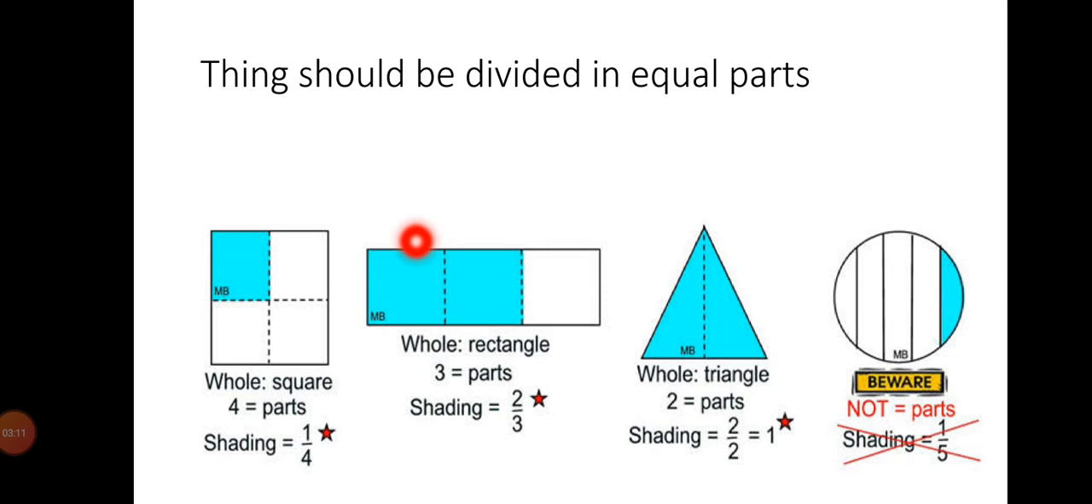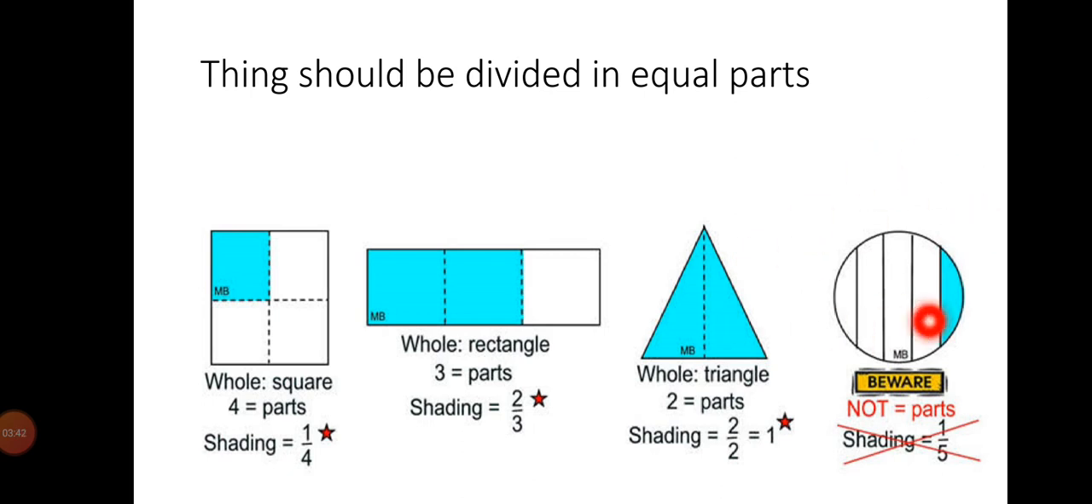In the next picture, one whole thing is divided into 3 equal parts. Shaded are 2, and total parts are 3, so the fraction is 2/3. In the next, one whole triangle is divided into 2 equal parts and all parts are colored, meaning 2/2, which is equal to 1.